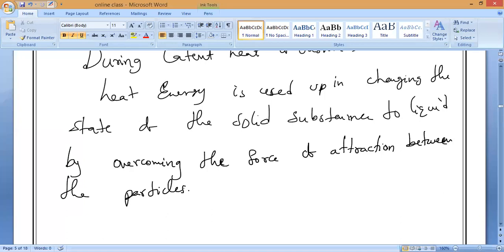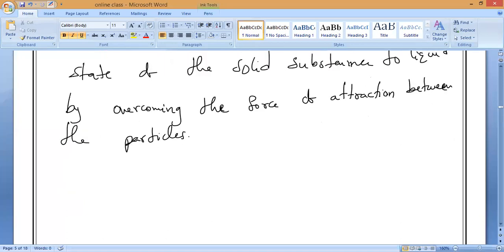Yes, sir. So during that time, energy is not going to waste. It is useful to break the bond. So we can conclude that at 0 degree Celsius, the energy required to melt 1 kg of ice is 3.34 into 10 power 5 joule per kg. Do you understand, everyone?